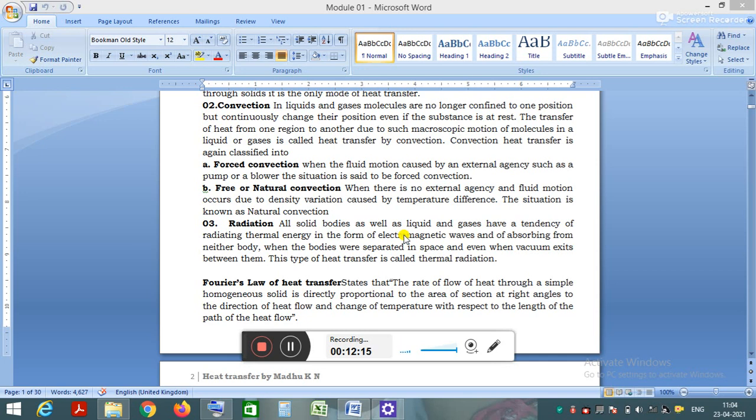The area of the section is at right angles, and right angle is nothing but at 90 degrees to the direction of heat flow. And the change of temperature with respect to the length of the path of heat flow is inversely proportional.